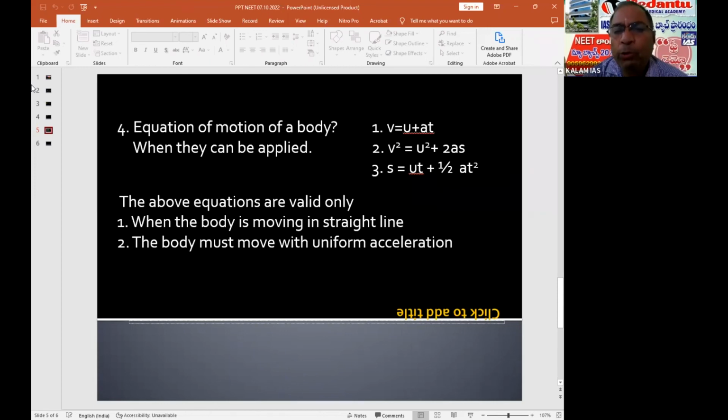What is meant by U? U is the initial velocity, V is the final velocity, A is the acceleration, and T is the time taken for the acceleration. And S is the distance covered. S is the distance or displacement, we can say.